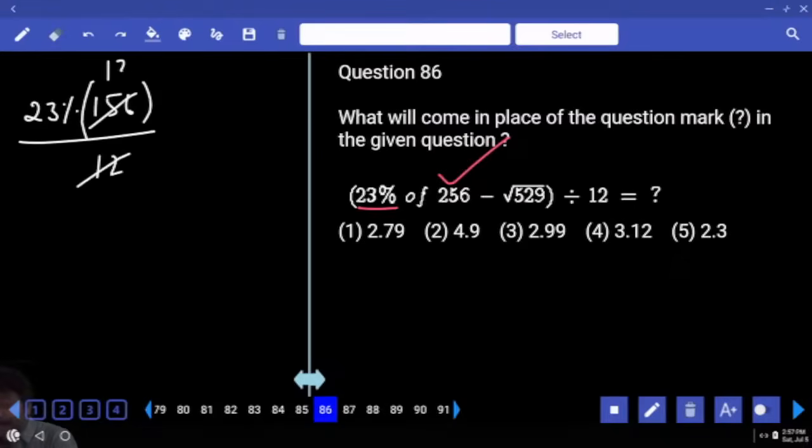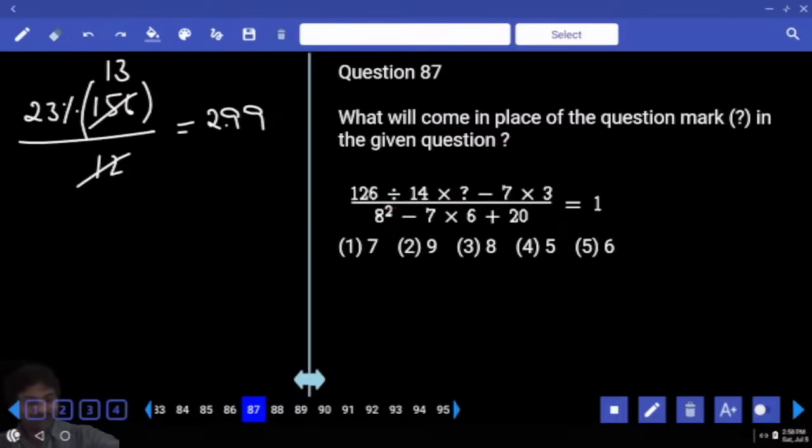How many times? 13 times. 23 10 times, 230. 23 3 times, 69. 230, 69. 299. Percentage symbol is there. If you delete that, you have to divide the number by 100. Then the number becomes 2.99. Over. Got it?